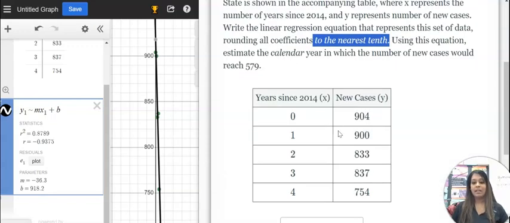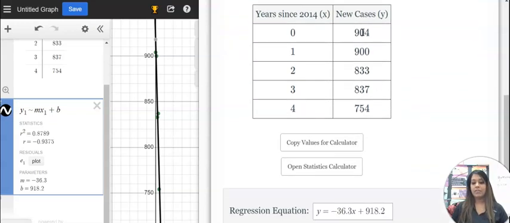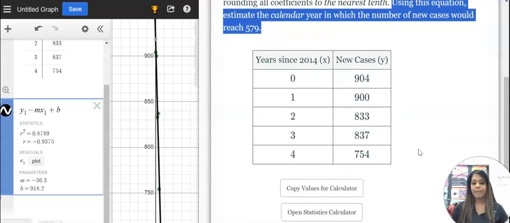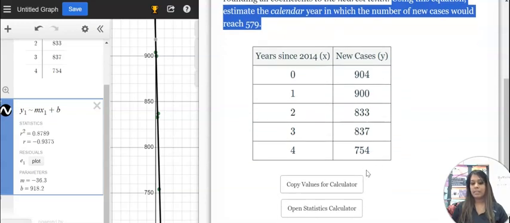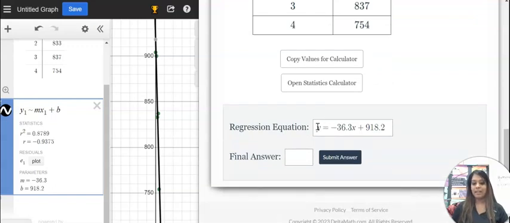And then the next part is use this equation to estimate the calendar year in which the number of new cases would reach 579. So 579 looks like it would be somewhere up here. Well, yeah, because the numbers are dropping, so it's somewhere over here. We want to find the x value. So in order to do that, we have to basically plug in 579 for y. Okay, so let me pull up a little whiteboard here.